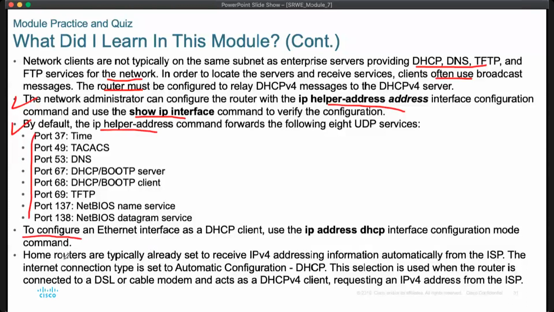Home routers are typically already set to receive IPv4 address information automatically from the ISP. So the internet connection type is set to automatic configuration DHCP. This selection is used when the router is connected to a DSL or cable modem and acts as a DHCP client requesting an IP address from the ISP.